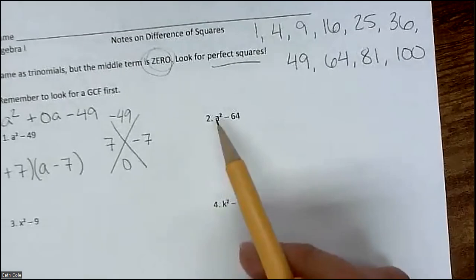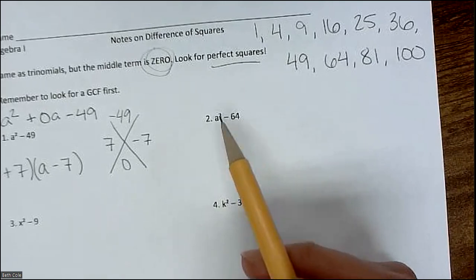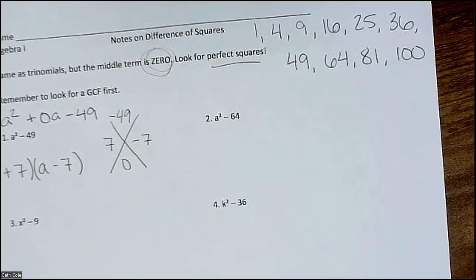Okay. So look at this one. Do you see how the middle term is missing? It would be 0a.